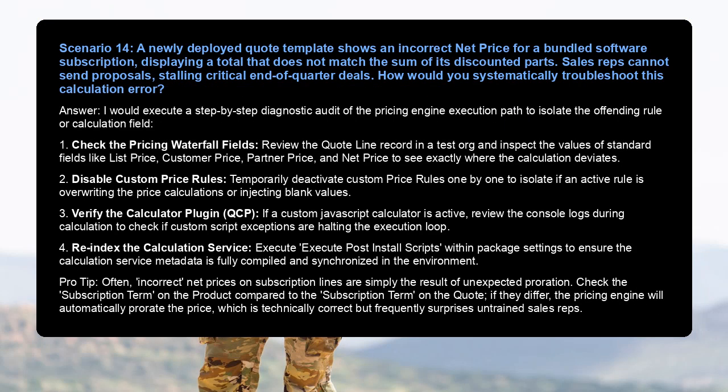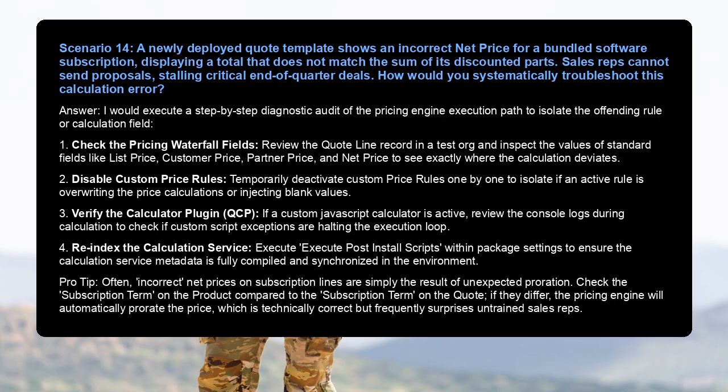Scenario 14. A newly deployed quote template shows an incorrect net price for a bundled software subscription, displaying a total that does not match the sum of its discounted parts. Sales reps cannot send proposals, stalling critical end-of-quarter deals. How would you systematically troubleshoot this calculation error?